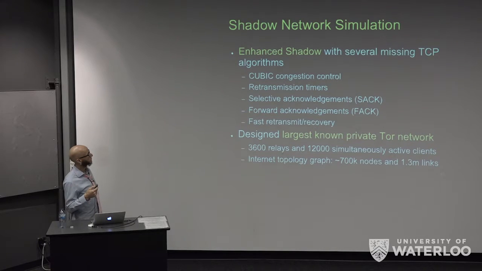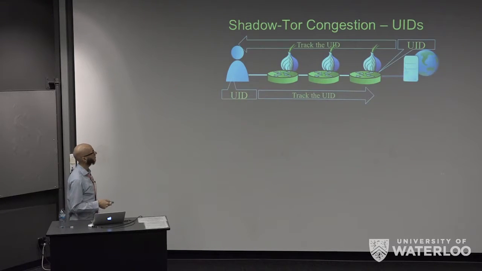So we also enhanced Shadow with multiple different algorithms that were missing at the time that we did this work. I won't get into the details here. I will mention that using Shadow, we created the largest private Tor network at the time, which I think is still the largest that's been run, at least published. 3,600 relays and 12,000 clients. This is over our internet topology graph that had 700,000 nodes and 1.3 million links. So we were trying to run a realistic Tor network, which at the time was the size of the real Tor network, approximately.